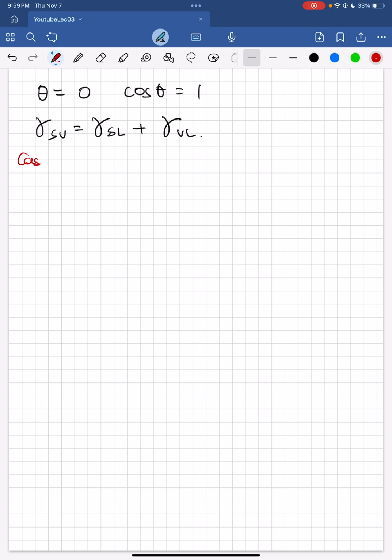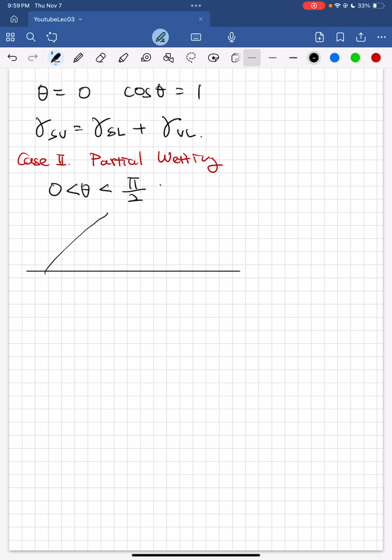Case 2, partial wetting. Then of course theta is between 0 and pi over 2. It should look like this, right? Theta. Then gamma SV equals gamma SL plus gamma VL cosine theta. This will be smaller than in the complete wetting scenario.